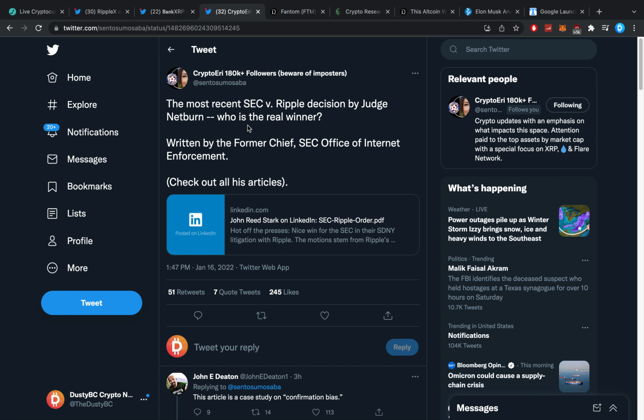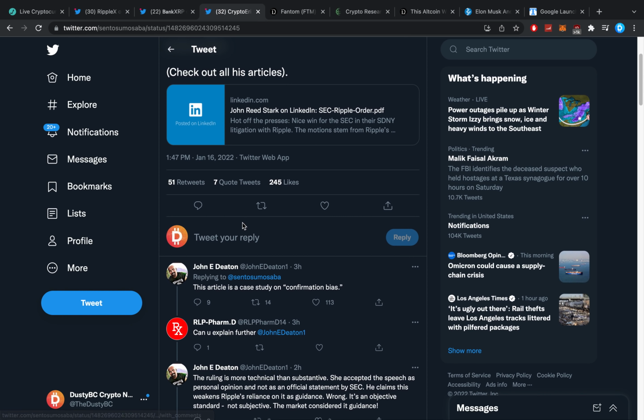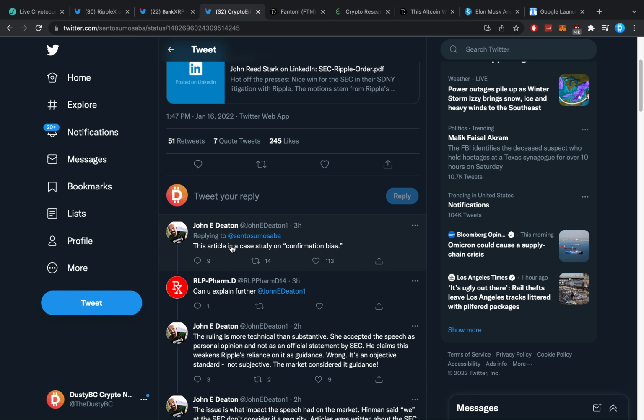All right. In the next little part here, still about XRP, Crypto already shared the most recent SEC v. Ripple decision by Judge Netburn. Who is the real winner? Because there's actually quite a lot of confusion about that. Written by former chief of the SEC Office of Internet Enforcement, check out all of his articles. You can do that. But John says this article is a case study on confirmation bias.